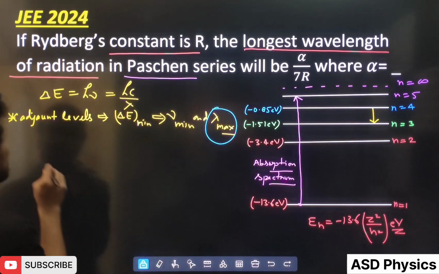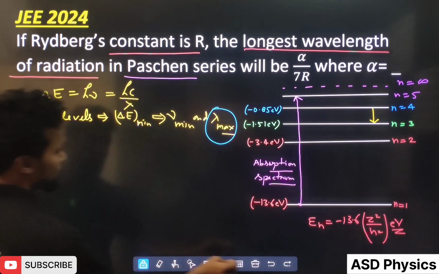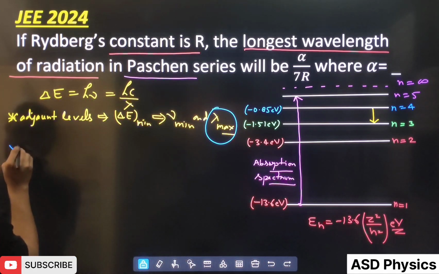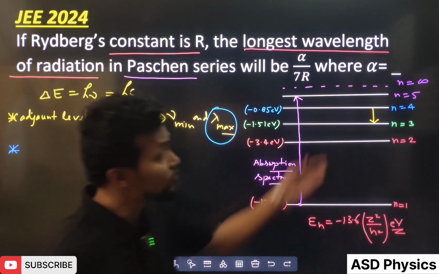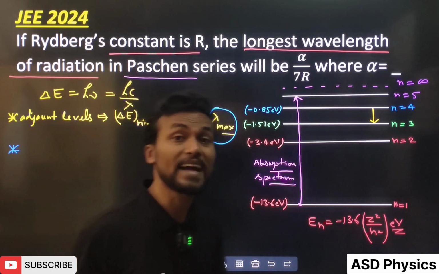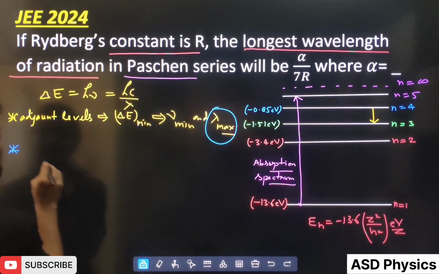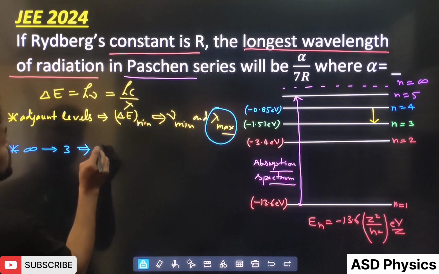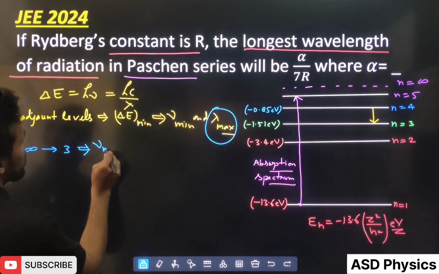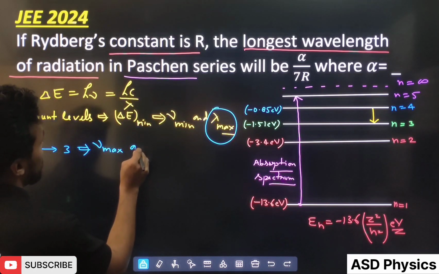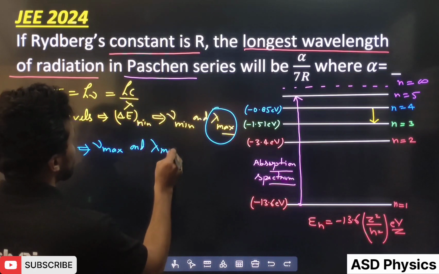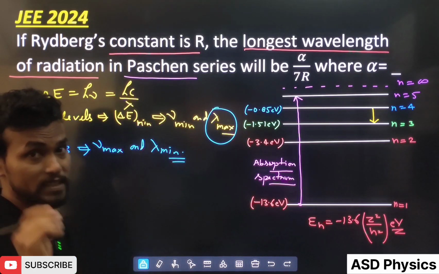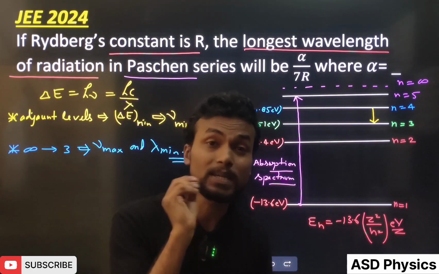Okay, similarly other series also they are here. Let's take for example, students, if the electron is jumping from infinity to 3, then that time what will happen? The wavelength will be minimum. Again I am telling here, infinity to 3, then this frequency will be maximum and this wavelength will be minimum. Remember that very well.